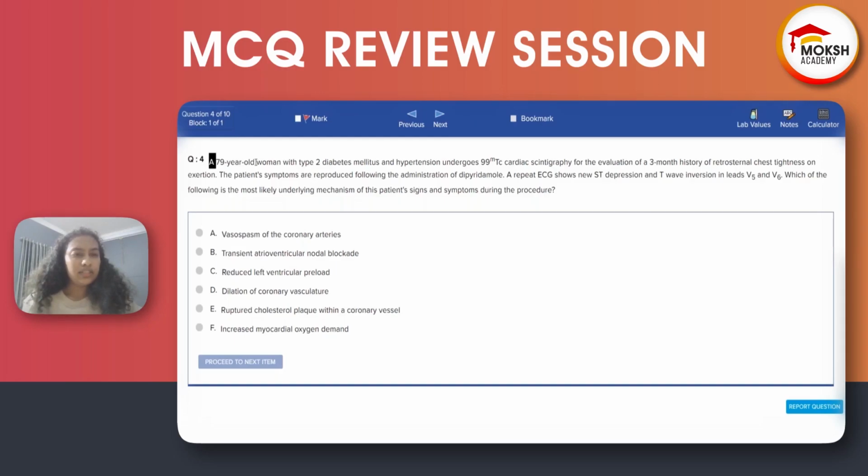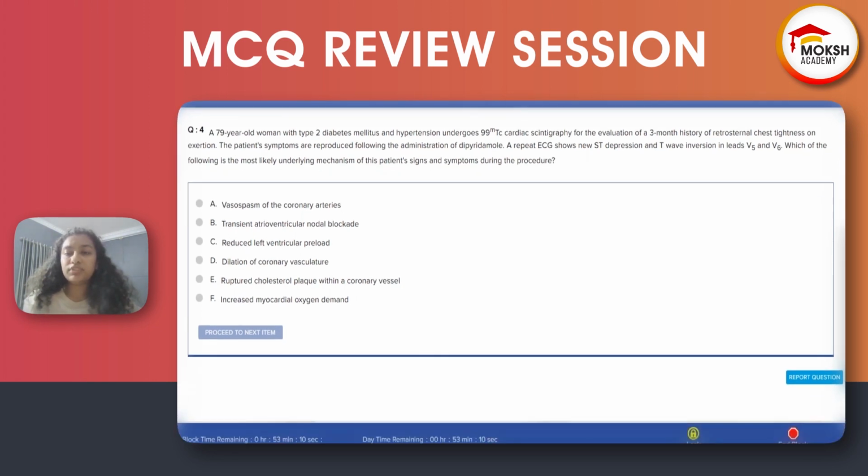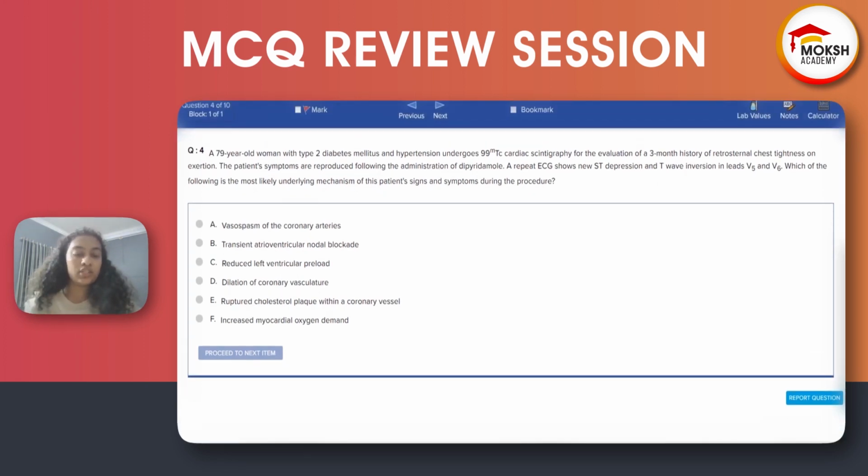A 79-year-old woman with type 2 diabetes mellitus and hypertension undergoes 99 technetium cardiac scintigraphy for the evaluation of a 3-month history of retrosternal chest pain. She's having retrosternal chest pain on exertion. That is important. Exertion is important.